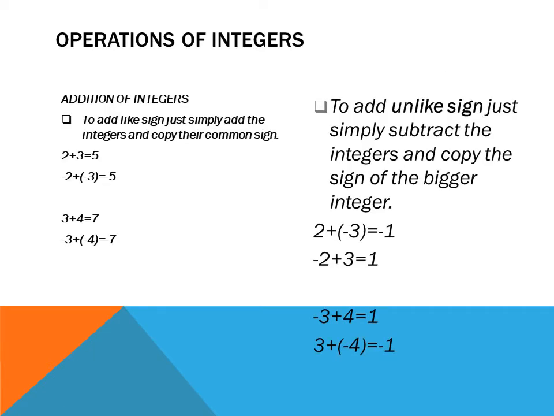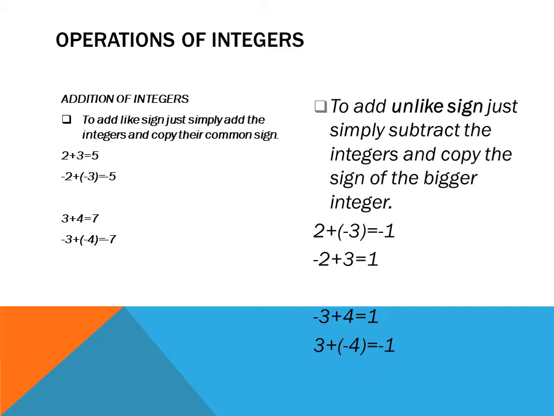So the first operation of integers is addition. We have two categories, like signs and unlike signs. To add like signs, just simply add the integers and copy their common sign. For example, 2 plus 3 is equal to 5. Just simply add 2 and 3, then copy their common sign, which is positive. So the answer is positive 5. Next example, we have negative 2 plus negative 3 is equal to negative 5, because you will be adding 2 plus 3, then copy their common sign, which is negative. So the answer is negative 5.